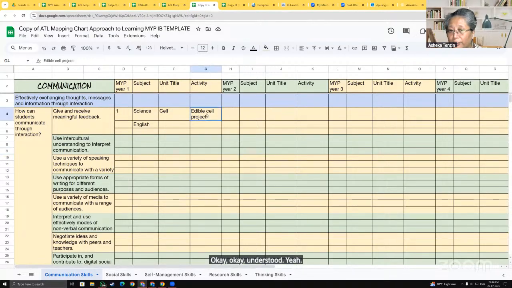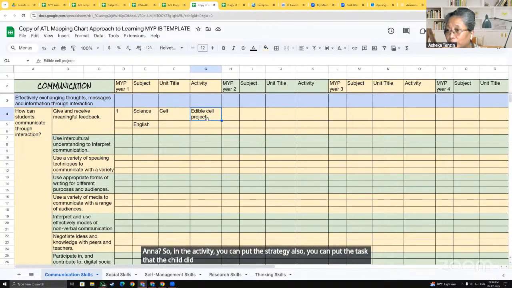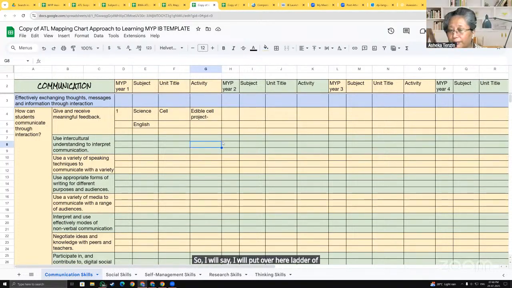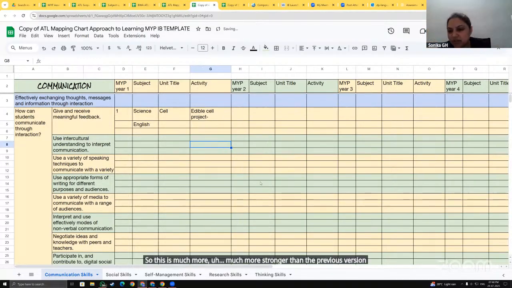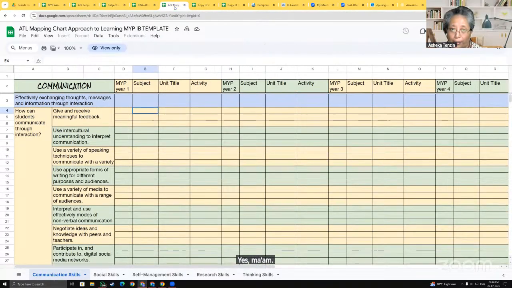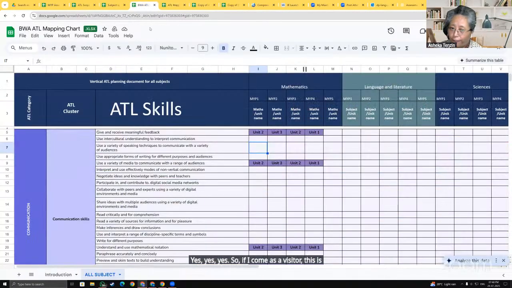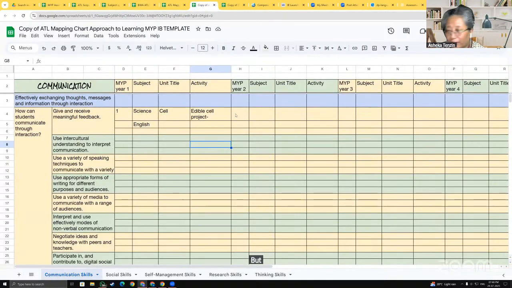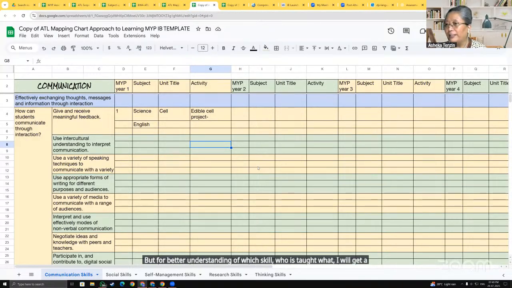So in the activity, you can put the strategy also. You can put the task that the child did and the strategy that you used. Okay, so I will put this here, much more feedback, much stronger than the previous version. Yes. So if I come as a visitor, fine, you have mapped. I cannot say this is wrong. But for better understanding of who is teaching which skill, I will get a better picture here, right?